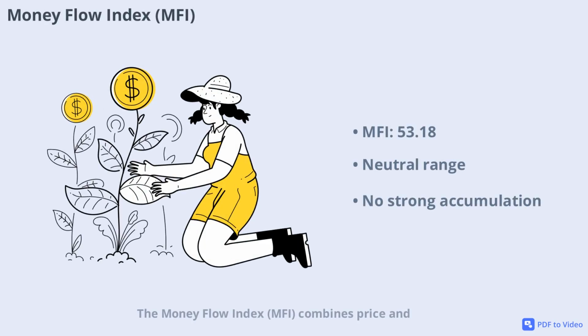The Money Flow Index, MFI, combines price and volume data to identify overbought or oversold conditions. COWG's MFI is at 53.18, which is in the neutral range. This suggests that there is a balance between buying and selling pressure, with no strong signals of accumulation or distribution. Traders often look for MFI values above 80 or below 20 to indicate potential reversals.